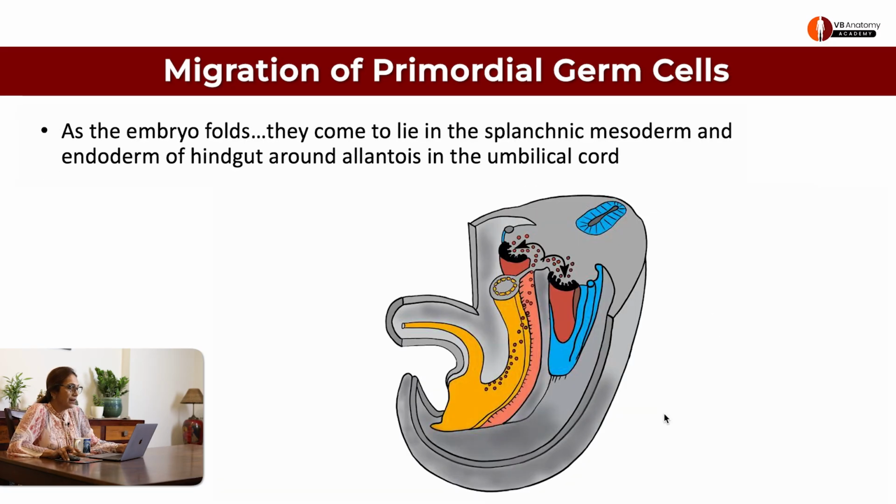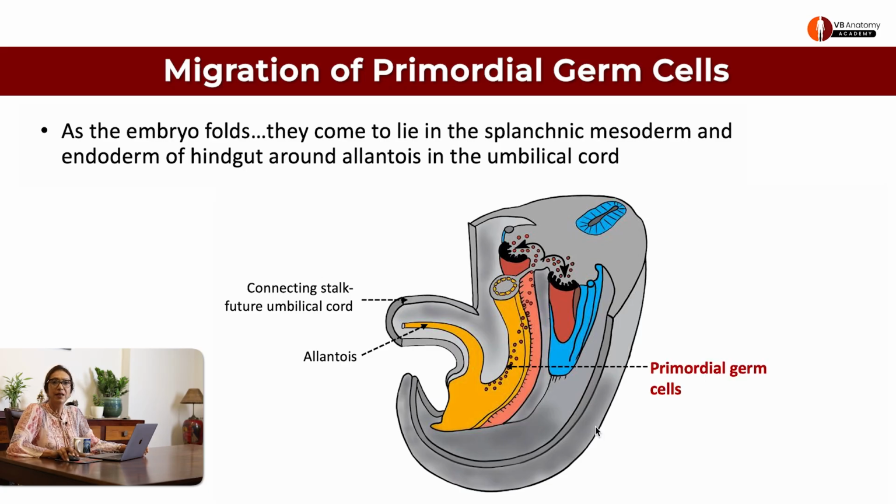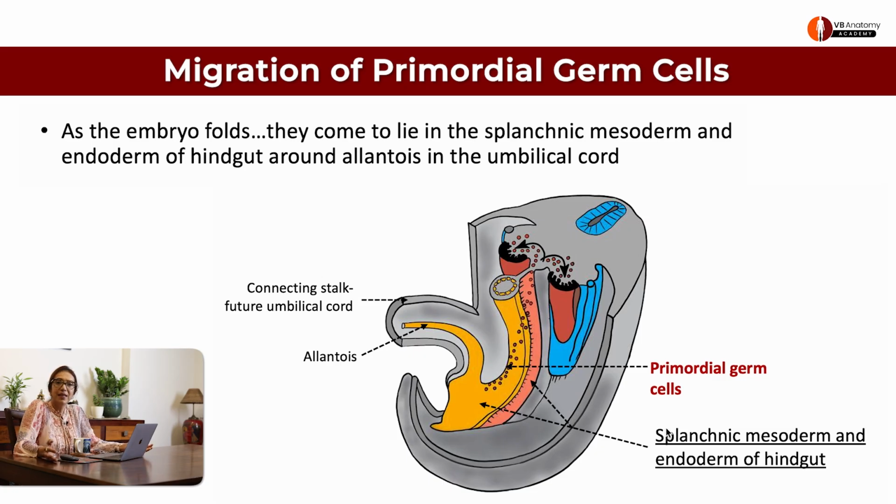Now, so this is a section through the developing embryo. Here you are seeing the connecting stalk and allantois, and these are the primordial germ cells, okay? Where are you going to find them now? You're going to find them near the hind gut in the splanchnic mesoderm. Basically, this is getting very confusing. Just remember, primordial germ cells have migrated and can be found in the gut region, close to the umbilicus. Enough, okay? Now what happens?